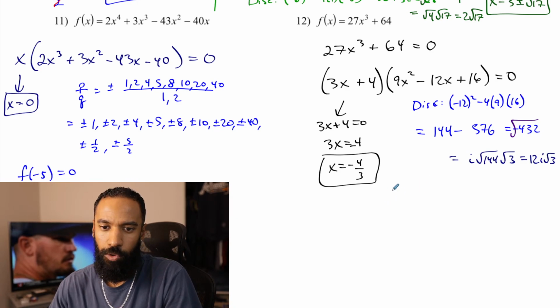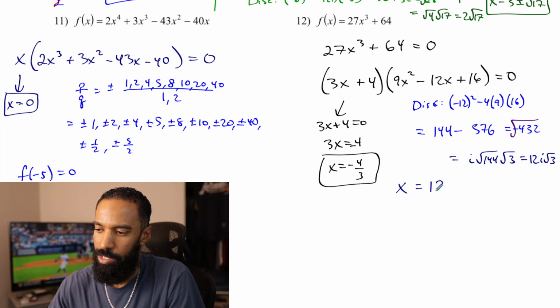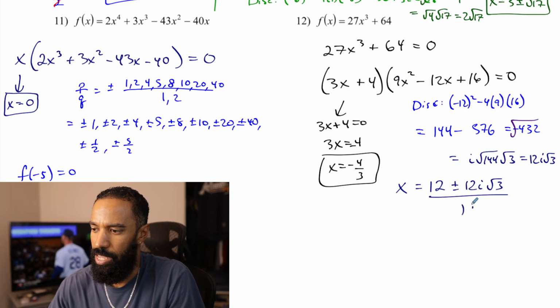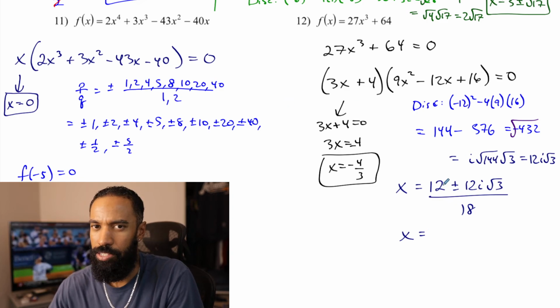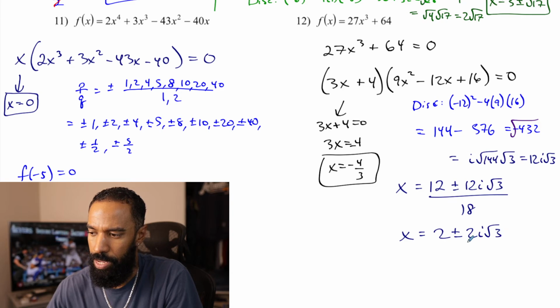So let's see if we can do this all in one step the rest of the way, besides reducing the fraction. x equals negative b, so 12, plus or minus this 12i root 3, all over 2a. 2 times 9 is 18. So that's going to be x equals, if I divide everything by 6, 2 plus or minus 2i root 3, all over 3.